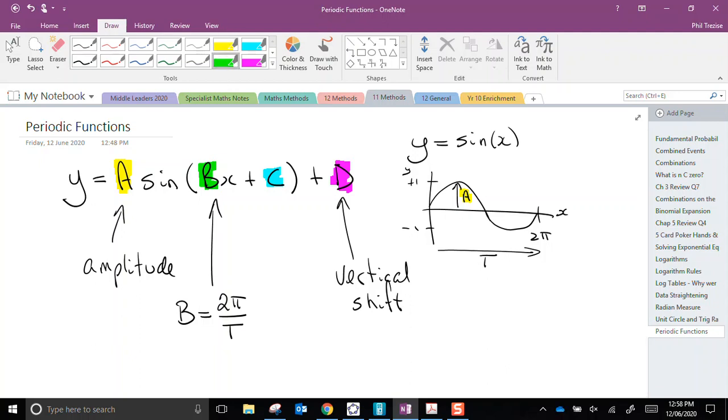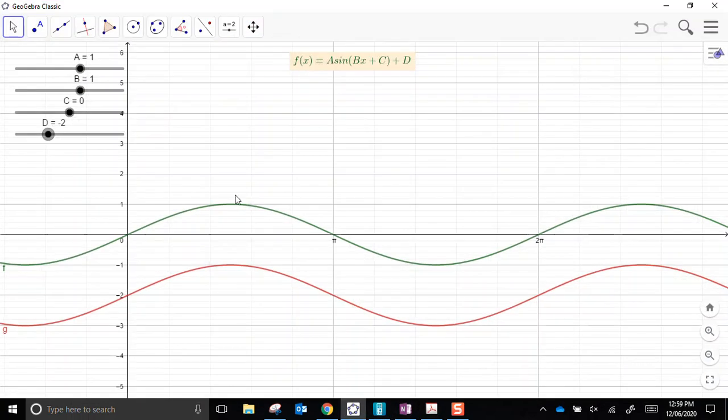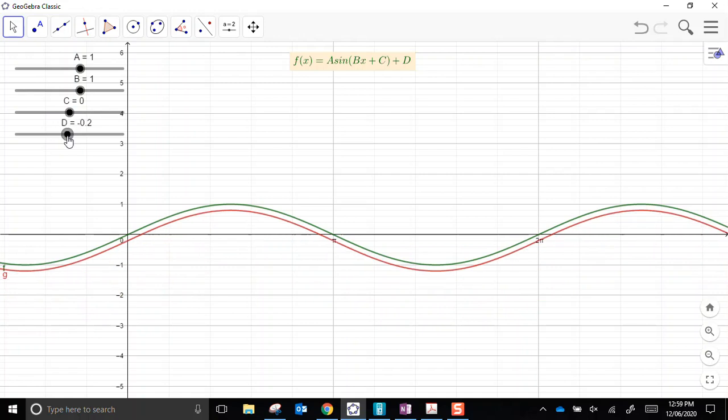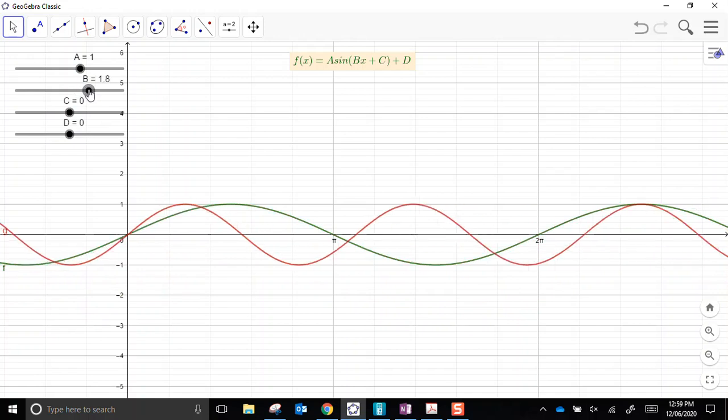Sometimes the period is measured in time. And that would be the horizontal distance, if you like, for an entire crest and an entire trough. So b equals 2 pi over T. Let's go and take a look at what that does to the graph. So I'll just put that back up to where it was, and I'll change b from 1 to 2.